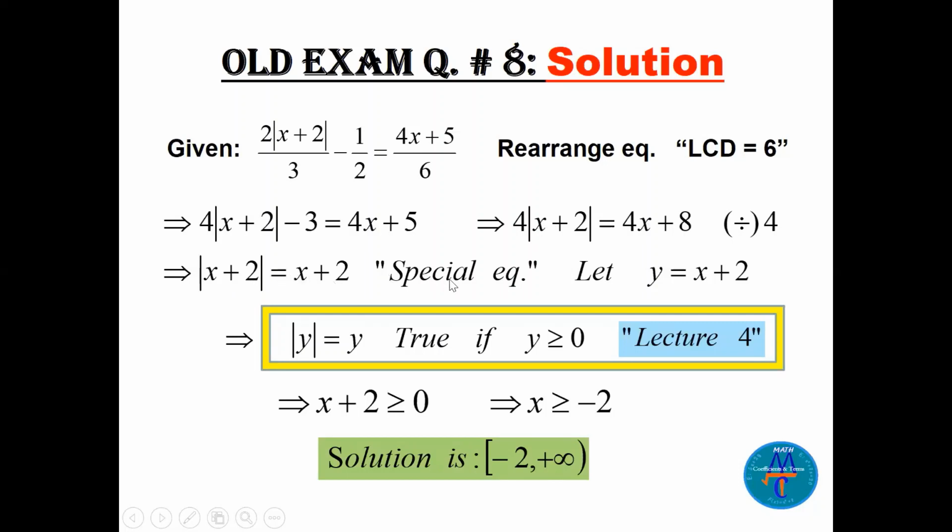Special equation. You can use case 1, but we have to discuss more to get the answer. This is a special equation because it's exactly the same expression. Absolute value of x plus 2 is equal to x plus 2. So we remember this from lecture 4. Absolute value, let's say this is y, is equal to y. This is correct only if y is greater than or equal to 0. So this is like y equals x plus 2. So we say x plus 2 is greater than or equal to 0. X will be greater than or equal to minus 2. So closed interval from minus 2 until infinity. That's the solution. A little tricky question.